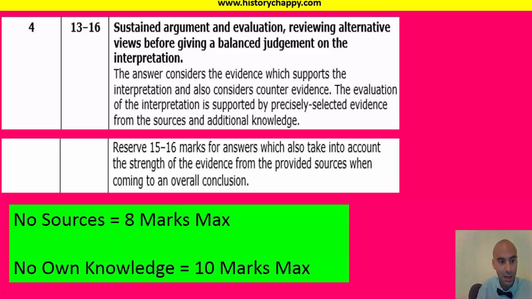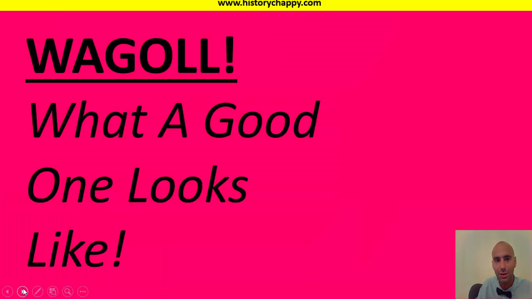You must do it. If you don't include the sources, you're in trouble because you won't get any more than 8, so you must mention them, and you must mention them all. If you don't add any own knowledge, you're going to be capped at 10. So your source work could be immense. You could look at the strength of the evidence, but if you don't have any own knowledge, you're capped at 10, which will be pretty disastrous. So use the sources and your own knowledge.